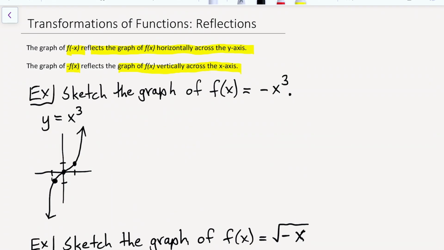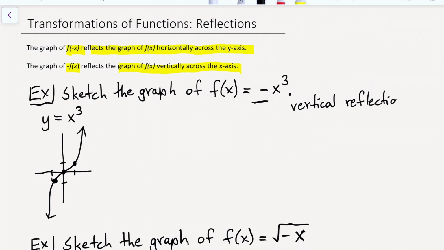Let's look at two quick examples. First, we want to sketch the graph of negative x cubed. In this case, the negative sign is outside the function. This will result in a vertical reflection.